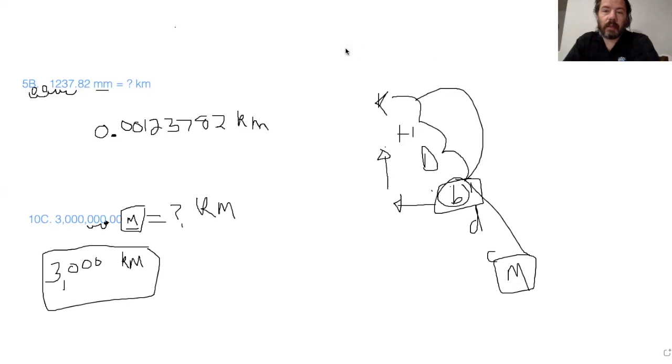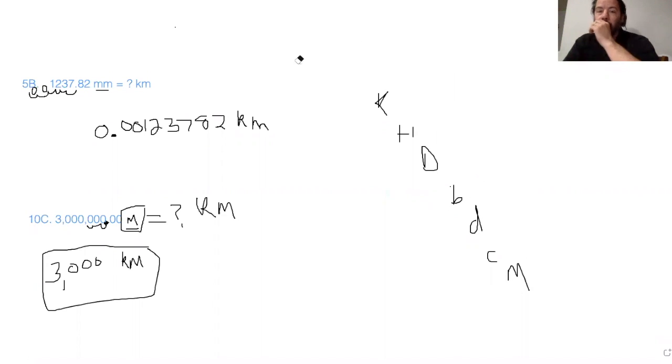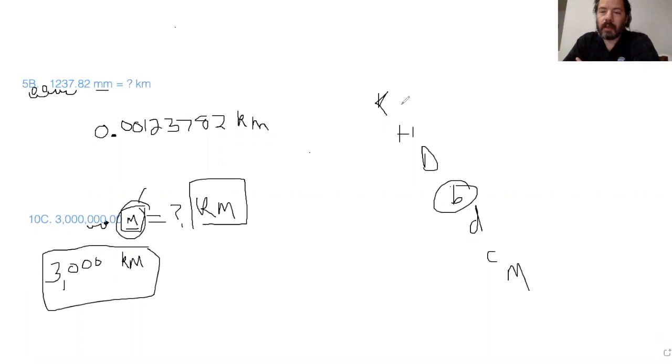The other mistake is picking where you're starting. Some people are starting here and then working to this, and so they're getting the wrong answer. So what do you start with? I usually circle it, and then I go to where I'm going to. So if I'm going down the ladder, we're going to the right with our decimal, and because the unit is getting smaller, the result should actually be a bigger number.